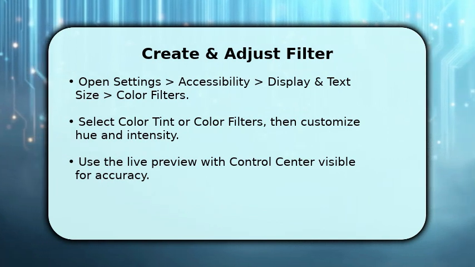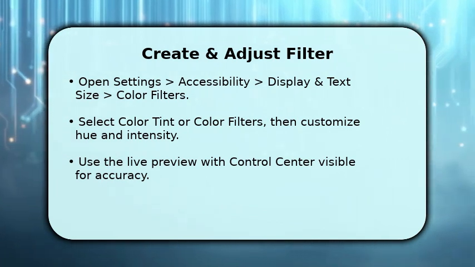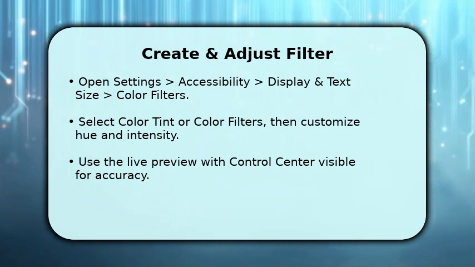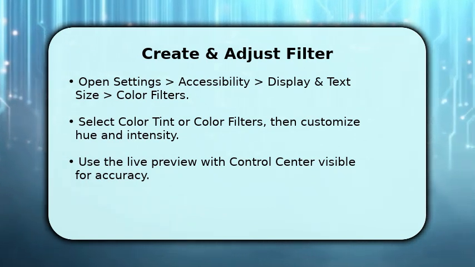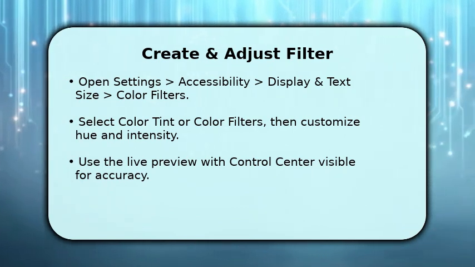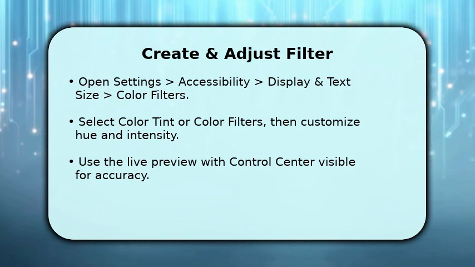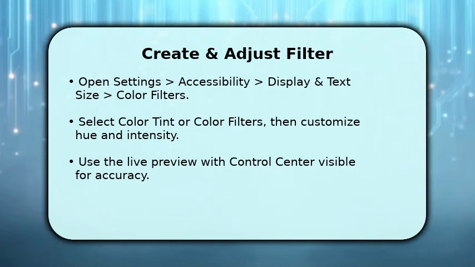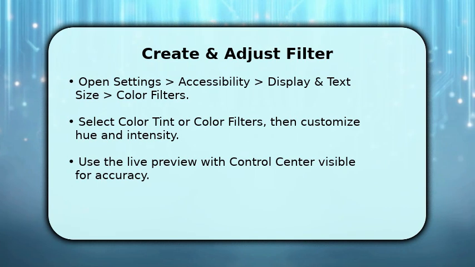Adjust hue and intensity while pulling down control center so you can see the change live. Because this modifies the whole screen, you'll judge its effect directly. When satisfied, save the custom settings. Then assign the filter to the accessibility shortcut, so it's one triple click away for testing and quick swaps.